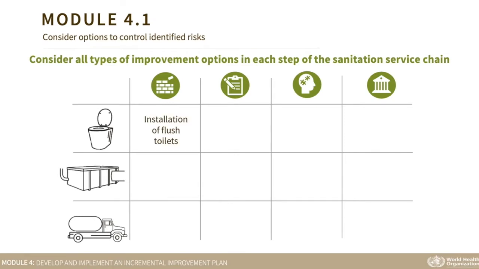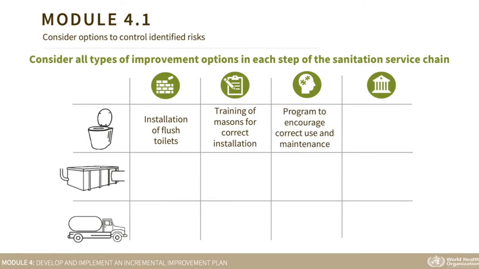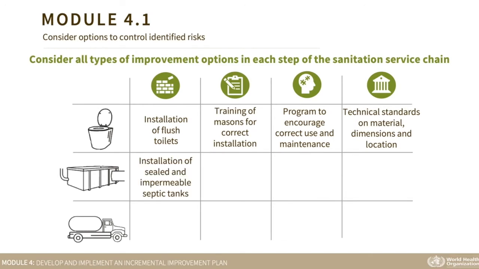However, this must be accompanied by other non-technical measures, for instance, the training of masons for correct installation, a program to encourage correct use and maintenance of the toilet, and technical standards on material, dimensions, and locations. At the containment, storage, and treatment step, we might think about installing sealed and impermeable septic tanks. Also, we should be able to monitor, so building a database of on-site sanitation infrastructure will be an option.